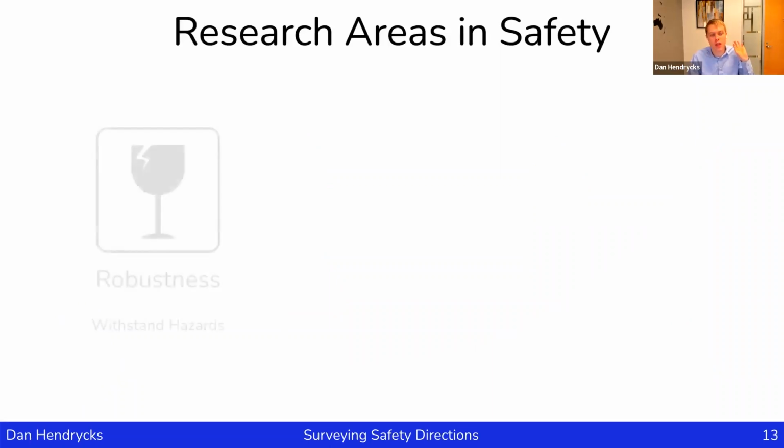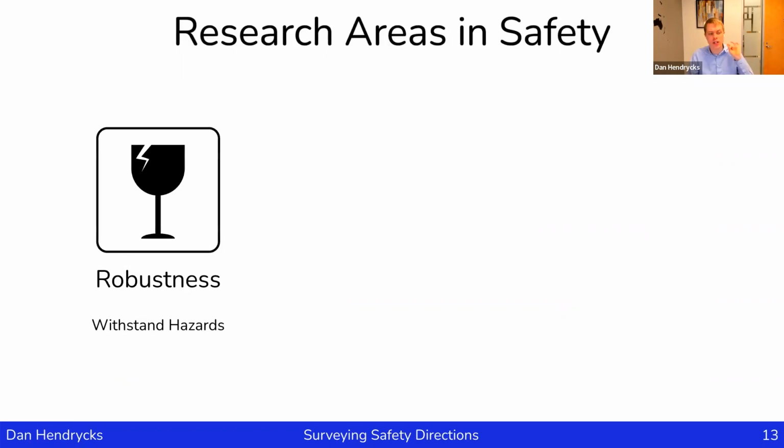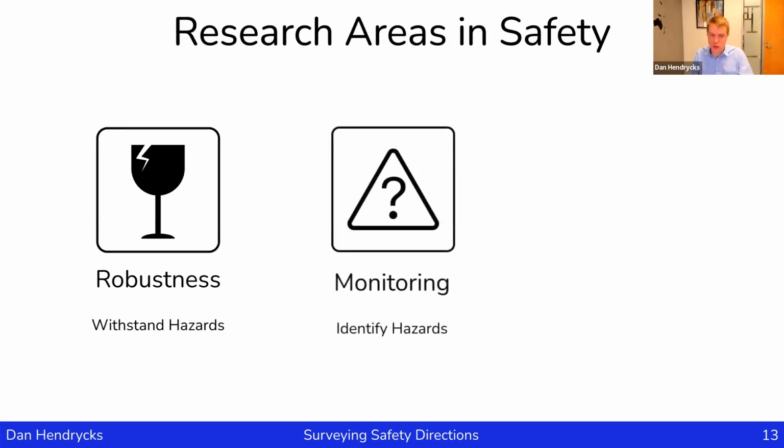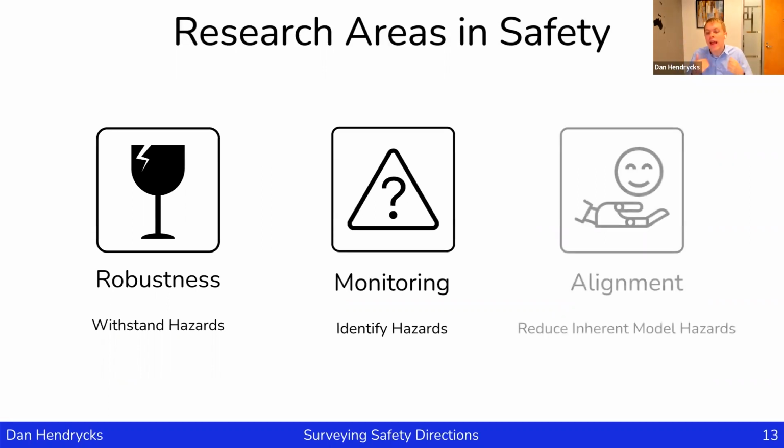So those are the three main research areas in safety. There's robustness, which is about withstanding hazards. There's monitoring, which is about identifying hazards and reducing our exposure to them. And there is alignment, which is about giving agents good goals, having them generally intrinsically care about working in a beneficial direction. And that's about reducing inherent model hazards.